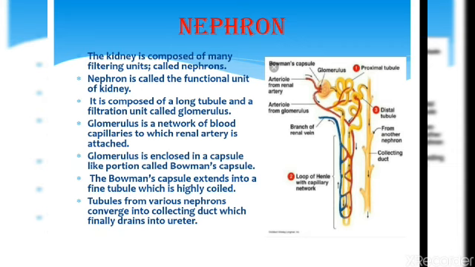Tubules from various nephrons converge into a collecting duct, which finally drains into the ureter. It means the renal artery brings the nitrogenous waste containing blood to the kidney. It enters the glomerulus from where the filtrate passes into the Bowman's capsule and the filtered blood is sent back through the renal vein into the body.